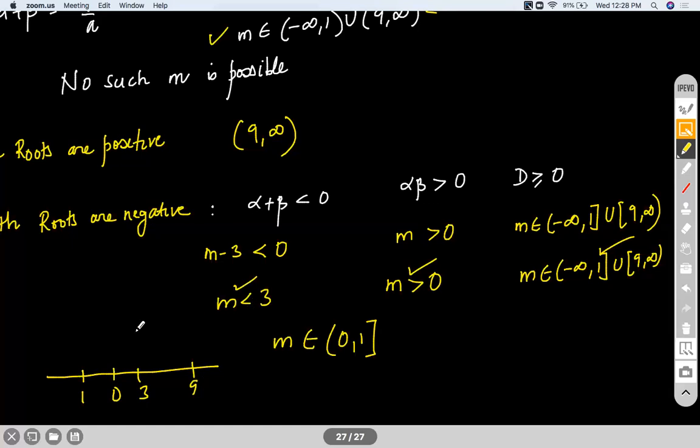So the first thing says less than 3, so this zone. This says greater than 0, this zone. This says minus infinity to 1, this zone. 9 to infinity is this zone. Hmm, I've made a very grave mistake. This is 1. Okay, I'm sorry.